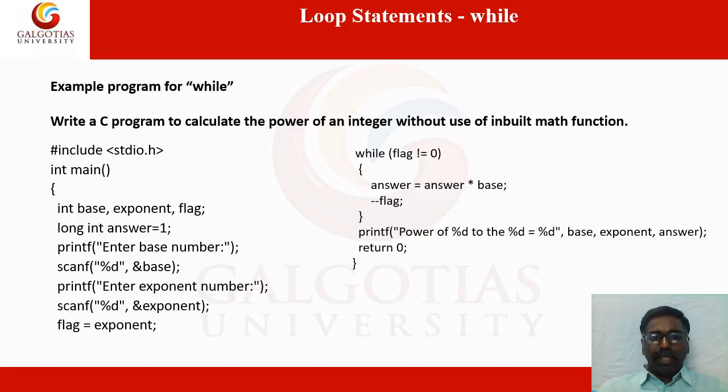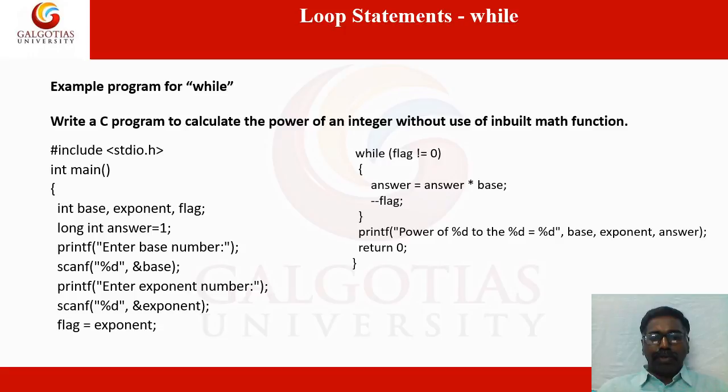Now, inside the while loop, we have a set of statements: answer equal to answer into base. That is, the base value with the answer will keep on updating, and then flag minus minus. So once the value is multiplied, the flag is reduced. You can see this flag is the checking variable in the while, so that this flag is altered, so that your while loop will execute some nth time only. It is not going for infinite time. After a particular condition, the flag will become 0, so that it will come out of the while loop.